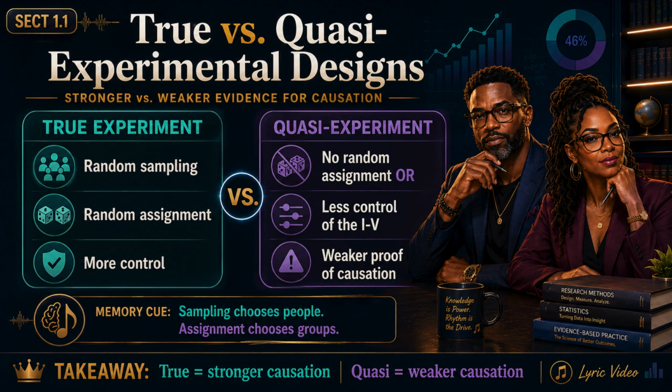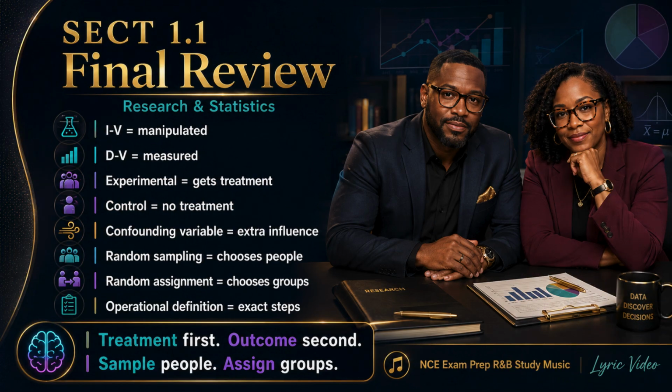Variable manipulated: independent variable. Outcome data: dependent variable. Receives the IV: experimental group. Does not receive the IV: control group. Unwanted extra influence: confounding variable. Selects from the population: random sampling. Places people into groups: random assignment. Detailed and repeatable: operational definition. IV is administered. DV is measured. Control the extra variables. Keep the design protected. Sample, assign, define, and compare.